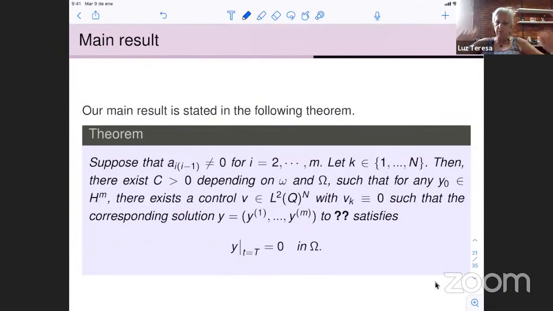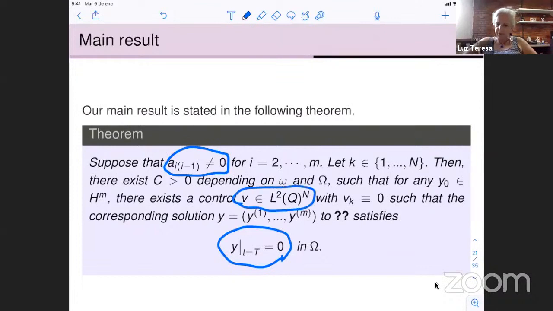So our main result is the following. So under the diagonal, every term is different from 0, and then it is possible to drive the solution to 0 acting only in one of the equations, but in fact, this can be n minus 1, okay?